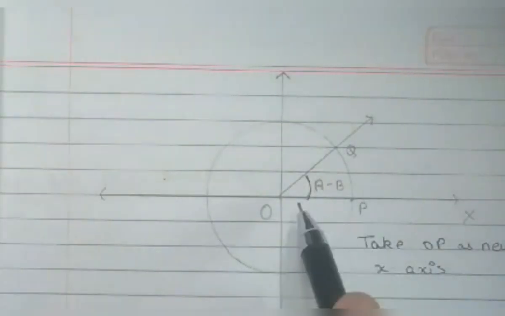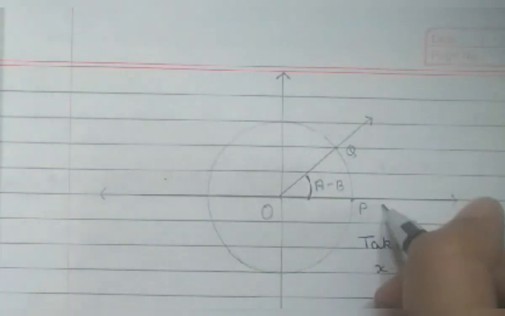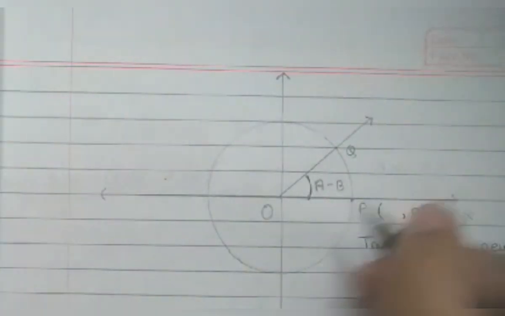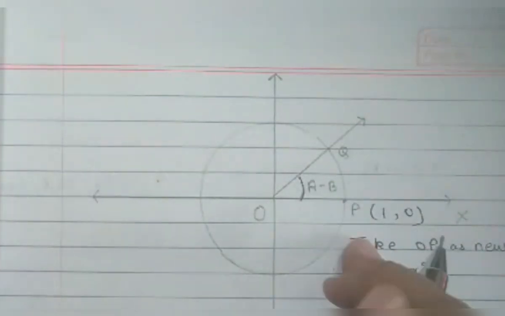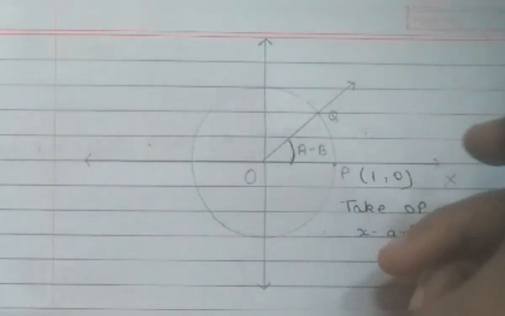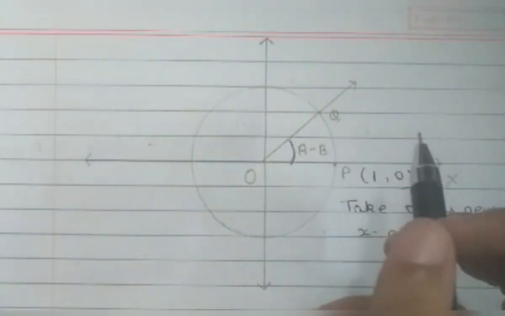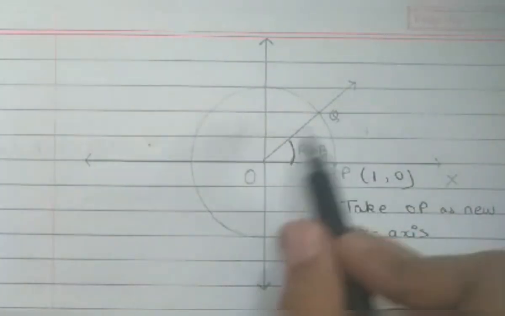So OP length is what? 1. P is on the x-axis, which means its y coordinate would be 0 and x coordinate would be 1, because its length is 1. So what are the coordinates of P? 1, 0. Now for Q, the polar coordinates would be cos of theta, sine theta, because r is 1. We have done this. And what is theta here?